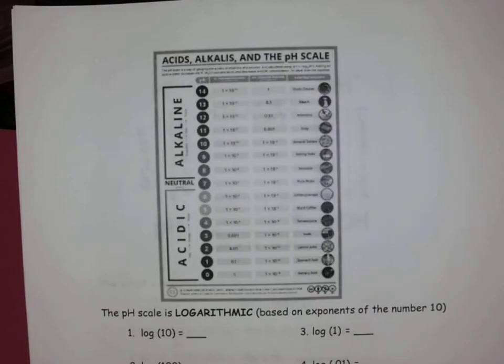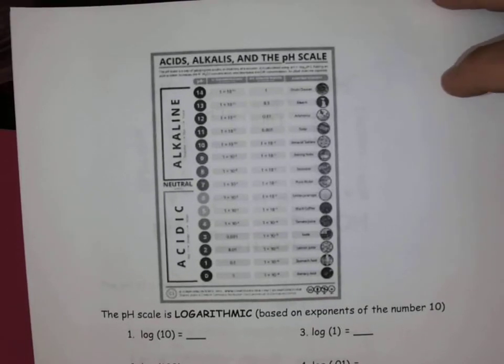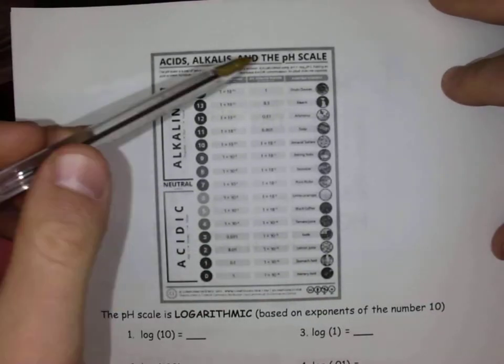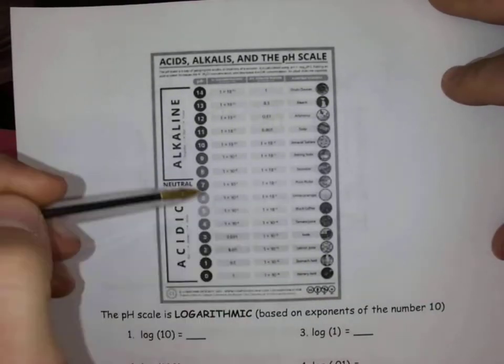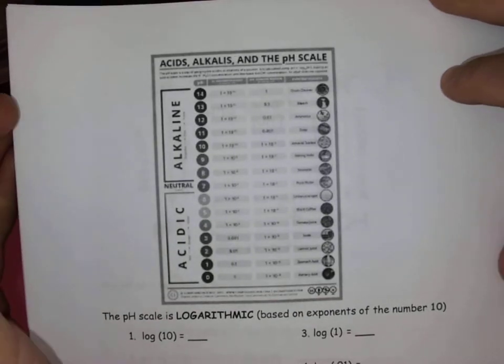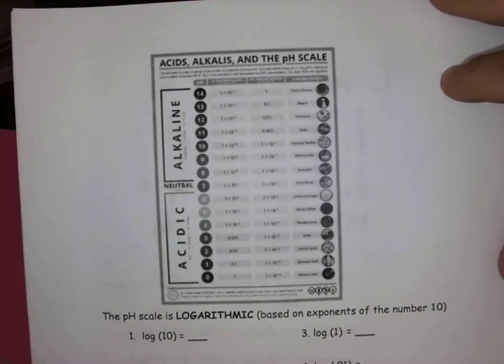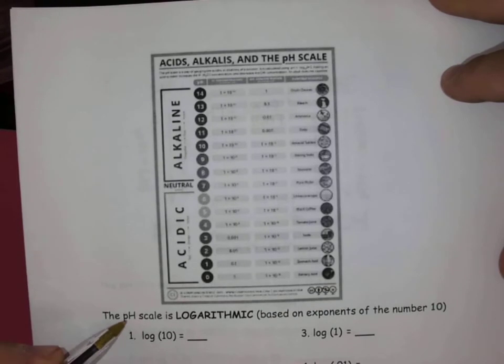We've got lots of different things that are acidic and basic. We'll talk about a lot of these examples in real life, but what we want to start with today is getting our pH scale and understanding how to do the calculations between our hydrogen concentration, our OH- concentration, pH, and pOH. The pH scale is logarithmic, so it's based on the exponents of the number 10.